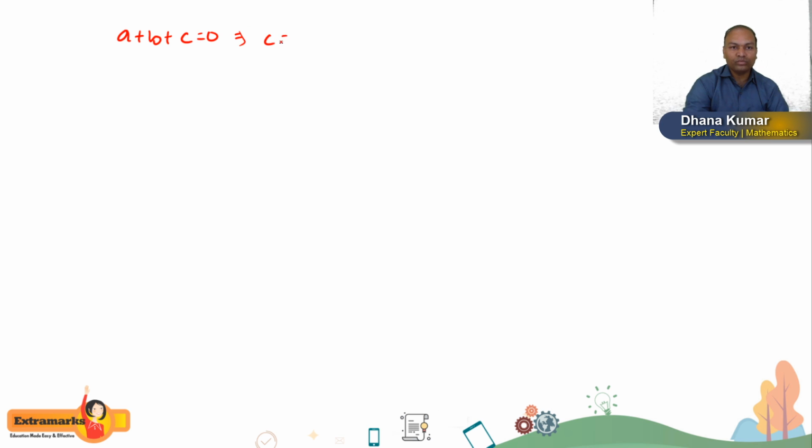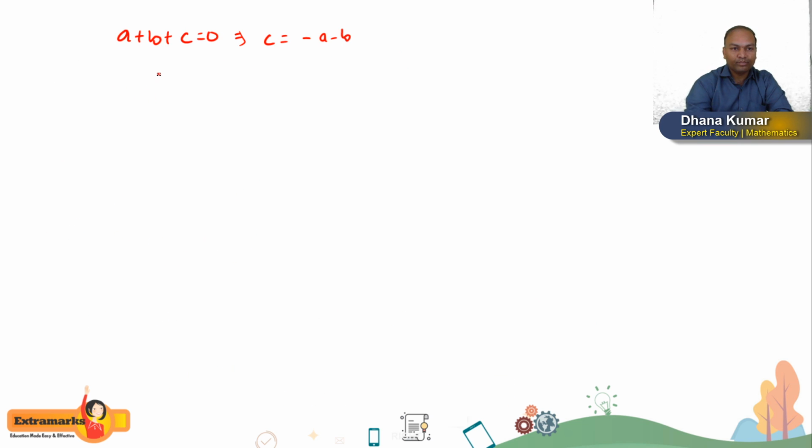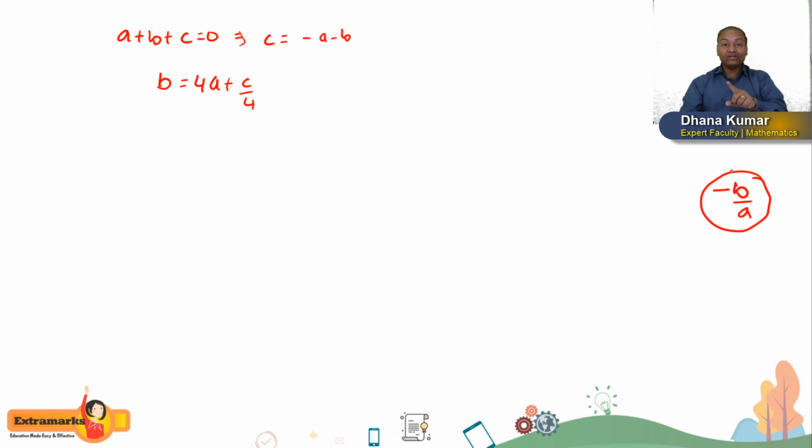This implies the c value is how much? Minus a minus b. One more condition is given. What is that one more condition you see? b is equal to 4a plus c by 4. Actually we want the sum of the roots. The sum of the roots formula we wrote: minus b by a. We want a and b values only, correct or not? We don't want c, means eliminate c.